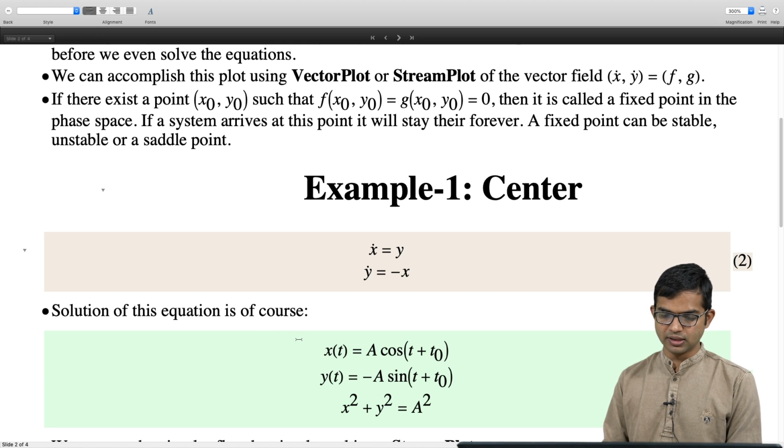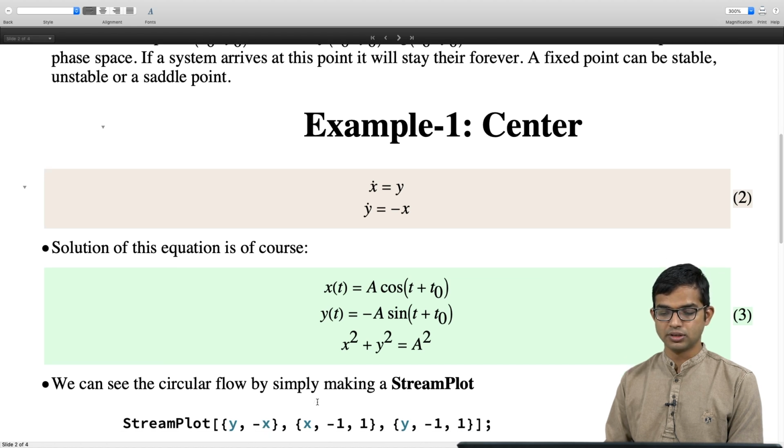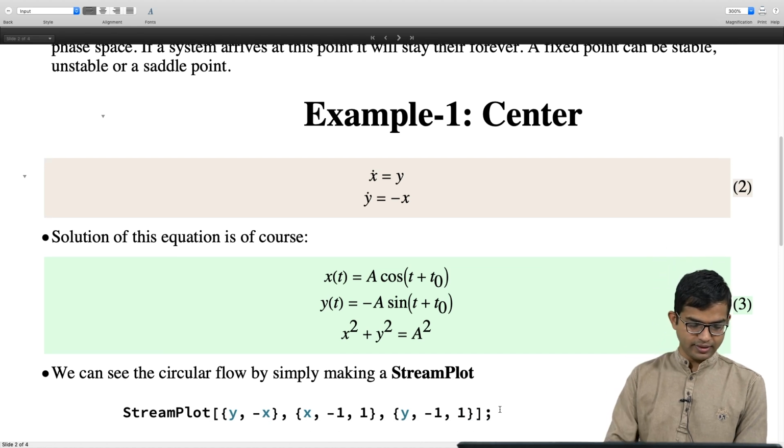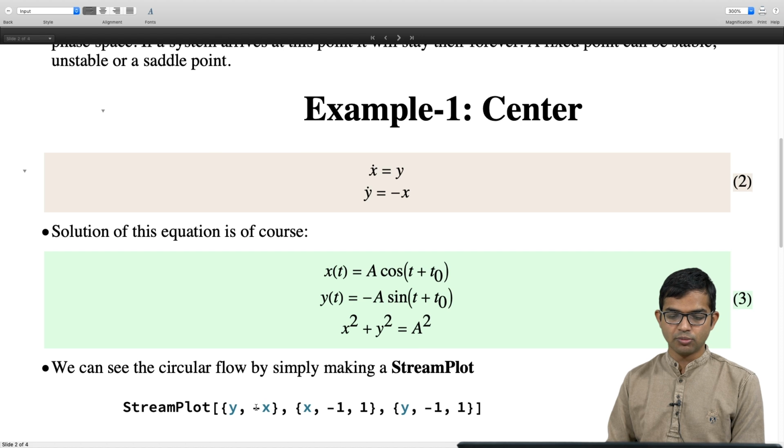To find the trajectory in the xy plane, you want to eliminate these constants, you want to eliminate time basically, and write it as just functions of x and y. Then you have x squared plus y squared equal to a squared, and depending upon the magnitude of a, you're going to get a circular flow. All of this is very nicely visualized with the help of StreamPlot. The syntax for StreamPlot is simply that you must provide the flow magnitude and direction, these two quantities, inside flower braces, y comma minus x in our case.